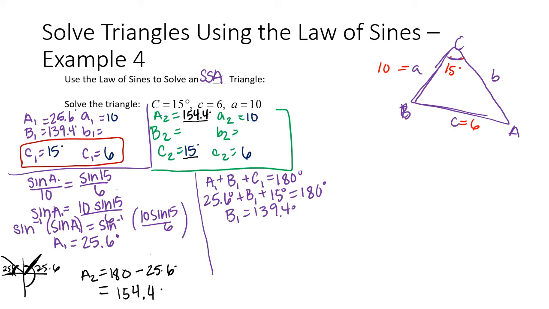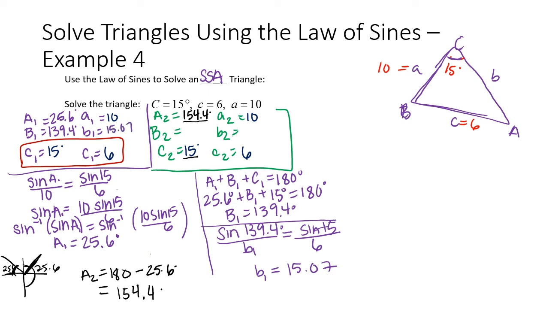And now I'll solve for the letter B on the first triangle. So the sine of angle B divided by the side is equal to the sine of 15 divided by 6. So if you finish this calculation, you'll end up getting that B for the first triangle is 15.07. So now that first triangle is wrapped up.